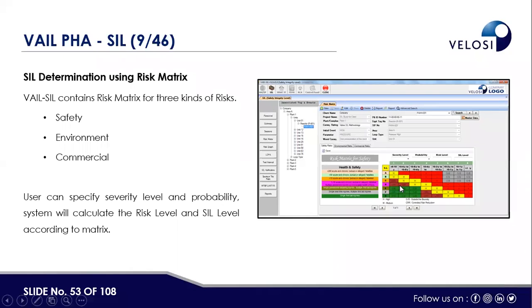So whatever matrix they are using, it can be added here in the master data, and then accordingly by choosing the risk matrix or probabilities. Now the question is where the severity level or probability will come from. It can be determined with the help of HAZOP. So by taking the input from the HAZOP study, we can take the severity levels or the likelihoods from the HAZOP study, and then we can put them here. We will get our required SIL level.